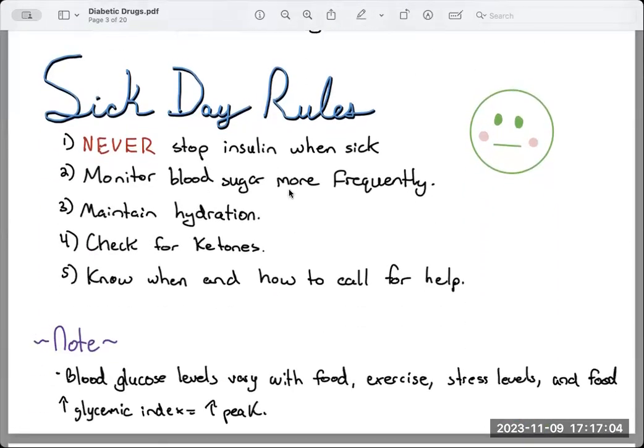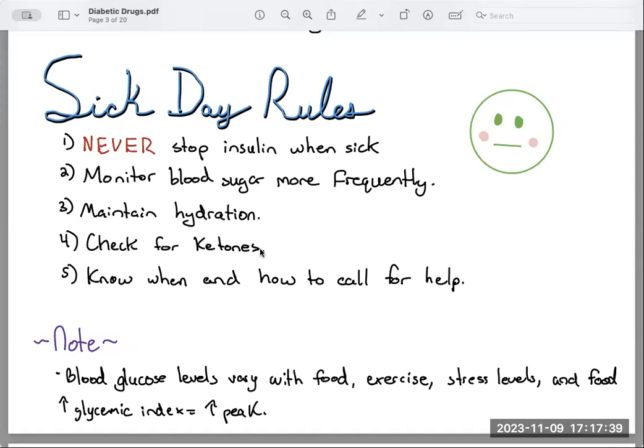Some sick day rules with insulin is that you never stop insulin even if they're sick, because when you're sick or when your body undergoes any form of stress, your sugar levels are going to rise. So if you're sick and you're diabetic, your sugar is going to rise even more. So you need to take the insulin. You can't stop it because you're sick. And because a person's sick, you want to monitor the blood sugar levels more frequently, because they have a higher risk of becoming even more abnormally high because they're sick.